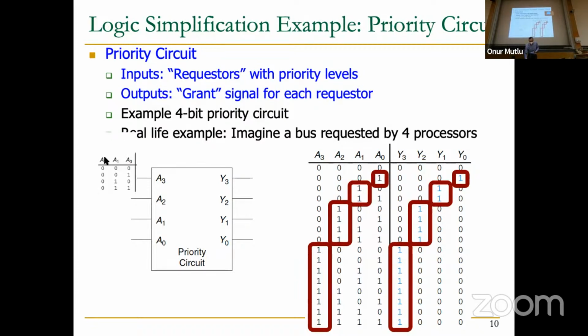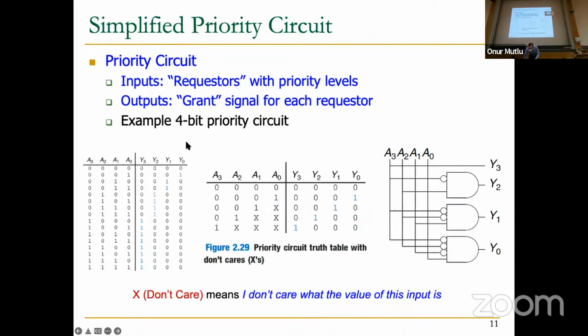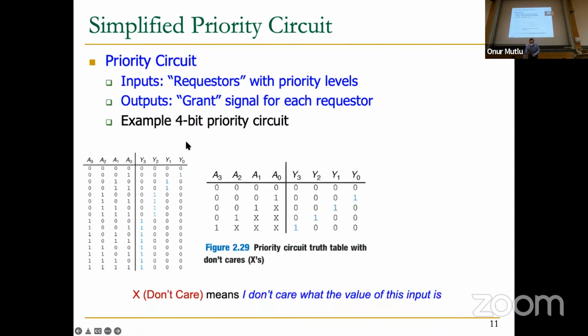But another way of, I don't know what's going on. My computer is very slow here. Okay, another way of reducing this, simplifying the circuit, is basically rewriting the truth table this way.